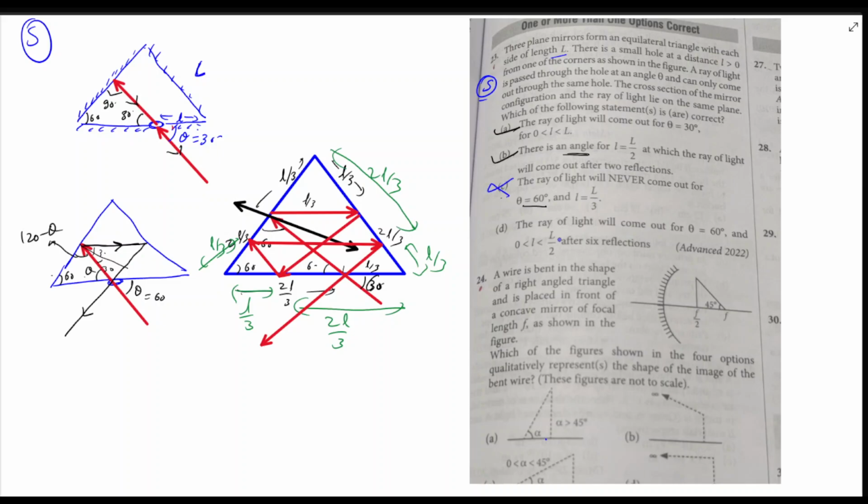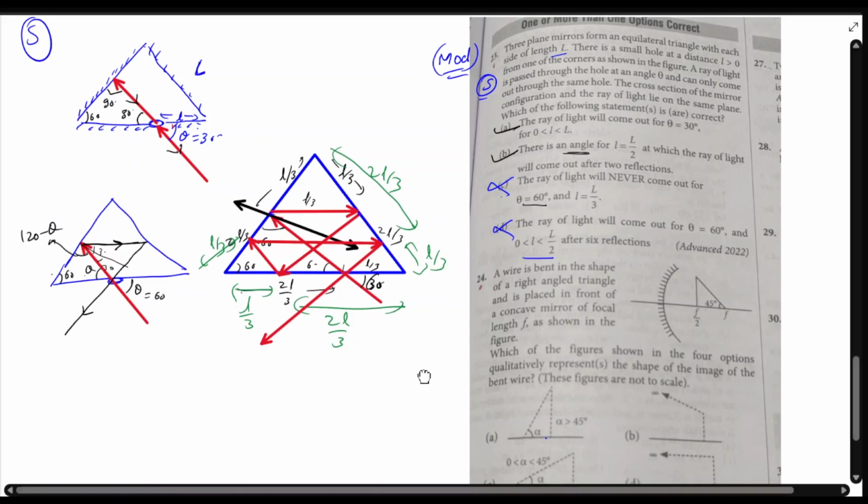So this is wrong. The ray of light will come out for theta equal to 60 degree definitely, and L between L by 2 and L, yes, it will come out after 6 reflection. Let's check. So this is the first, this is second, this is third, this is fourth, this is fifth, and after fifth it directly comes out. So it's not the sixth reflection. So this is also wrong. Okay. So this question is quite interesting and it's a moderate level question, right? So you have to make the situation. Let's move on to our question number 6th.